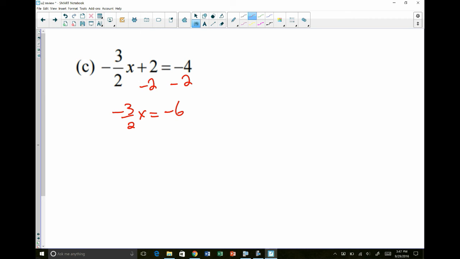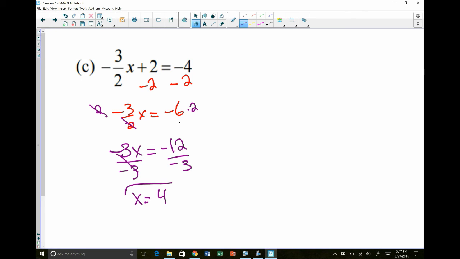How do I deal with the fraction? Do not divide by negative 3 halves because we're not really comfortable with fractions, let alone putting a fraction inside another fraction. So take it one step at a time. How do I undo dividing by 2? Multiplying by 2. So I'm going to multiply both sides by 2 and be left with negative 3x equals negative 12. This now I can solve because I'm going to divide by negative 3 and get x equals 4. X equals 4 is my solution to this equation. If I plug in x equals 4, I'm going to get a true statement.